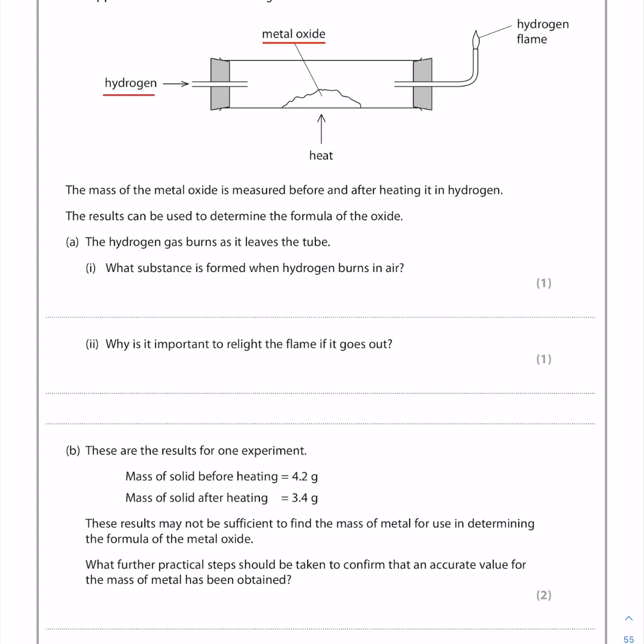Hydrogen gas burns as it leaves the tube. What substance is formed when hydrogen burns? Water, because hydrogen plus oxygen gives water. H2 plus O2 gives H2O.